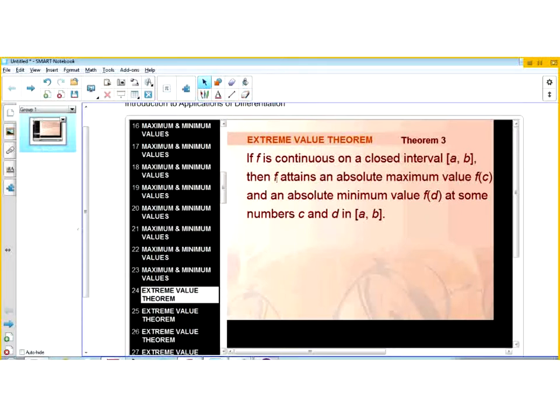If we have a continuous function on a closed interval, then the function attains an absolute maximum value at x equals c and an absolute minimum value at x equals d, at some numbers c and d on the closed interval. This is quite profound. Basically, if you have a continuous function on a closed interval on the x-axis, then that function will attain at least one maximal value and one minimal value on that closed interval.